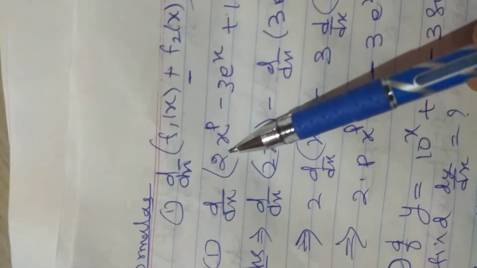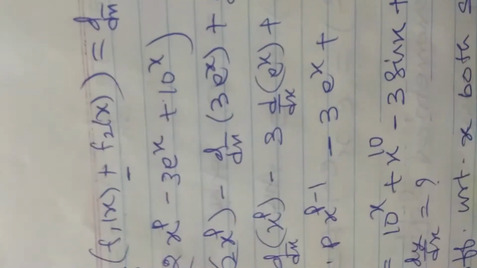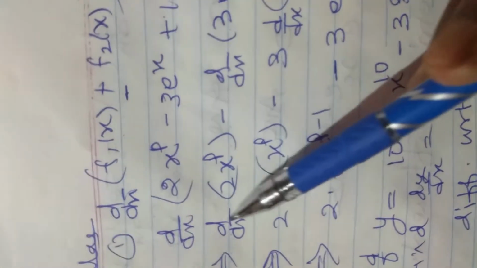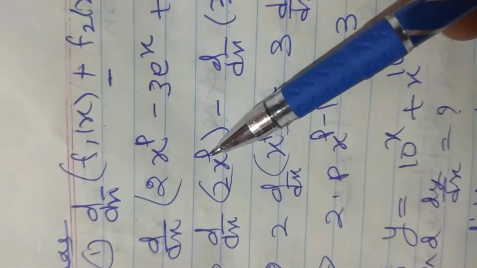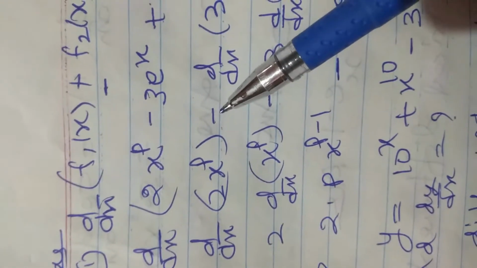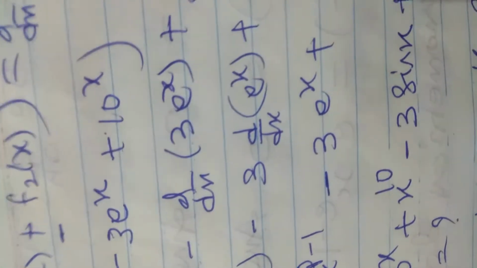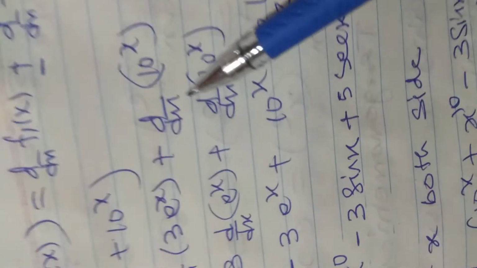Now differentiate 2 into x to the power p minus 3 into e to the power x plus 10 to the power x. We want to differentiate them. So the differentiation sign is inserted in all these terms. So we have d by dx of 2 into x to the power p, minus stays the same, d by dx inserted in that term, d by dx of 3 into e to the power x, plus no change, d by dx inserted again in the third term, d by dx of 10 to the power x.